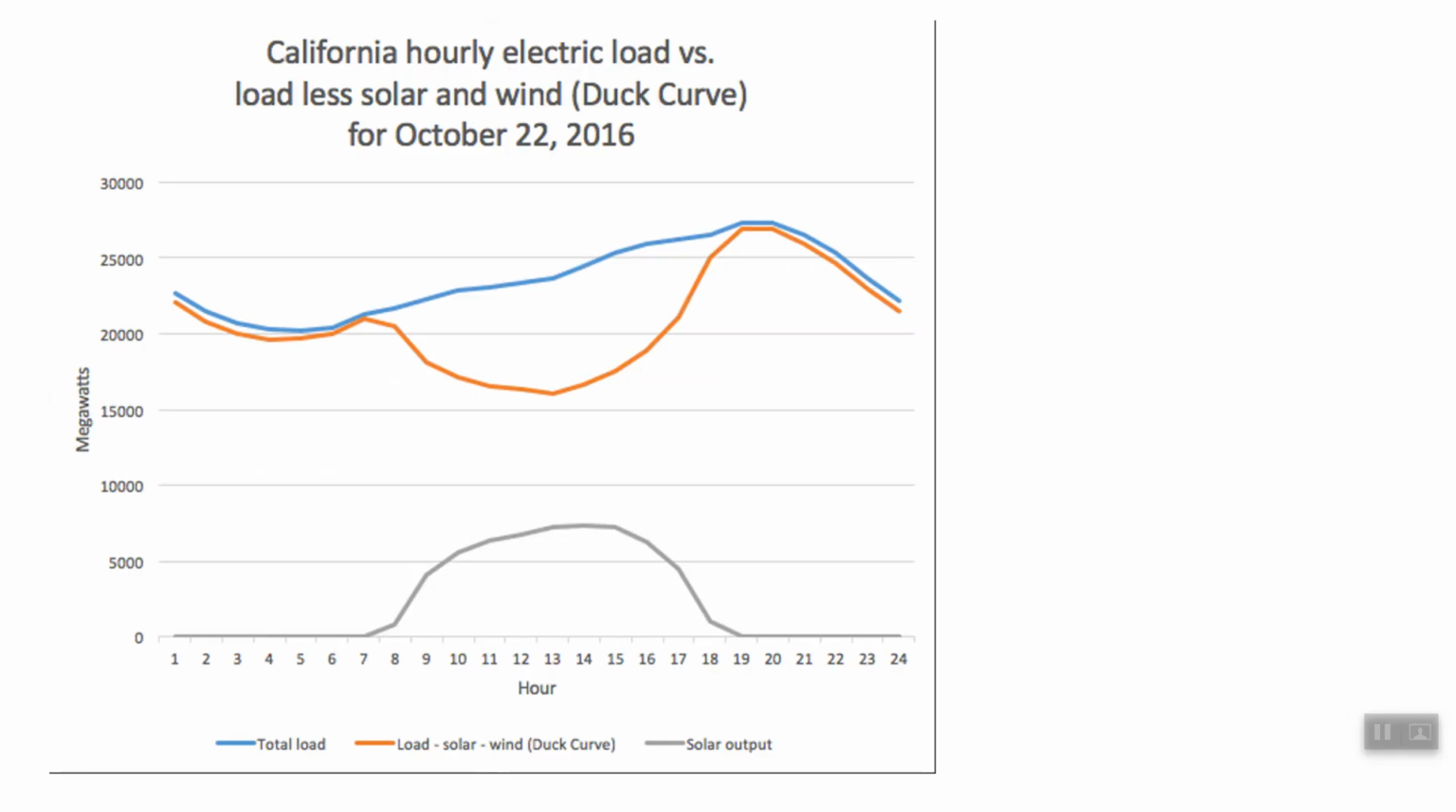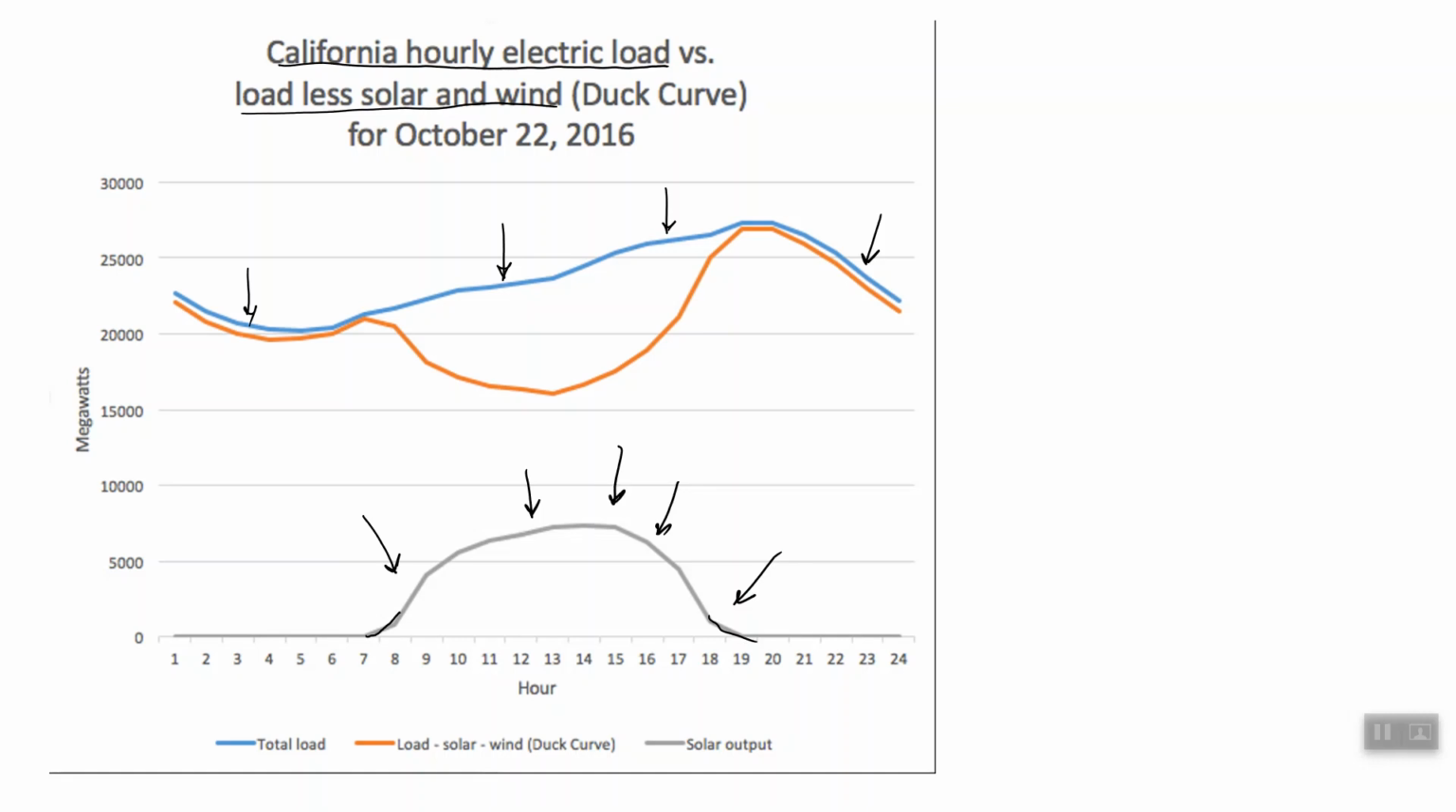So let's look at the impact of renewables on the demand and supply curve. Here we have in California the hourly electric load versus the load without solar and wind. Here the blue curve is the total demand on the curve. The solar output is down here in gray. As expected, it's nothing at nighttime. This is October 22nd, and so the sun comes up, and it sets, so about 6 o'clock, almost at 7, peaking a little later in the afternoon.